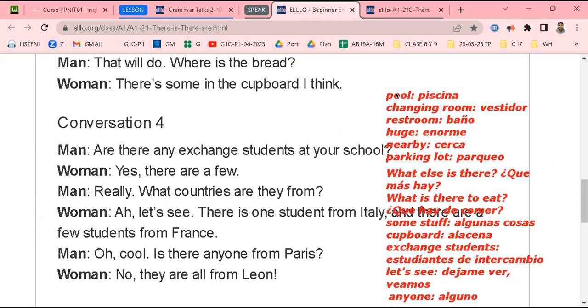Okay, so now let's check the vocabulary. Pool, changing room, restaurant, huge, nearby, parking lot. What else is there? What else is there?